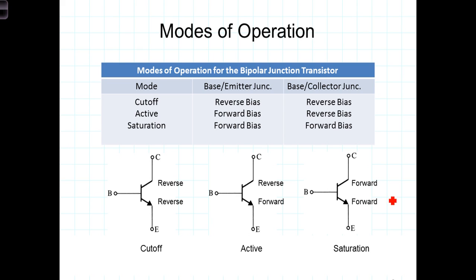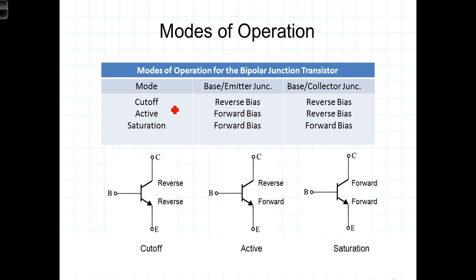Similar to the field effect transistor, there are three different useful modes associated with the BJT transistor. There's the cutoff mode, the active mode, and the saturation mode. Each of these modes is defined in terms of the state of the two PN junctions, the base to emitter junction and the base to the collector junction.